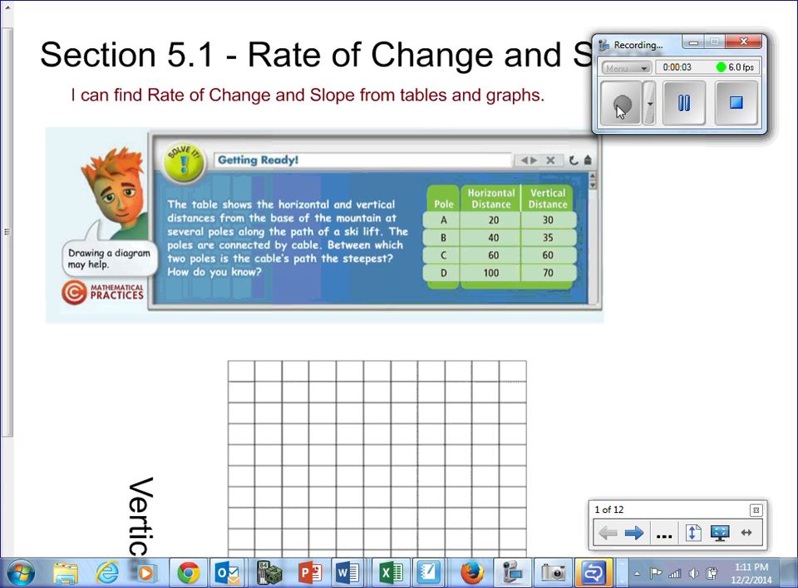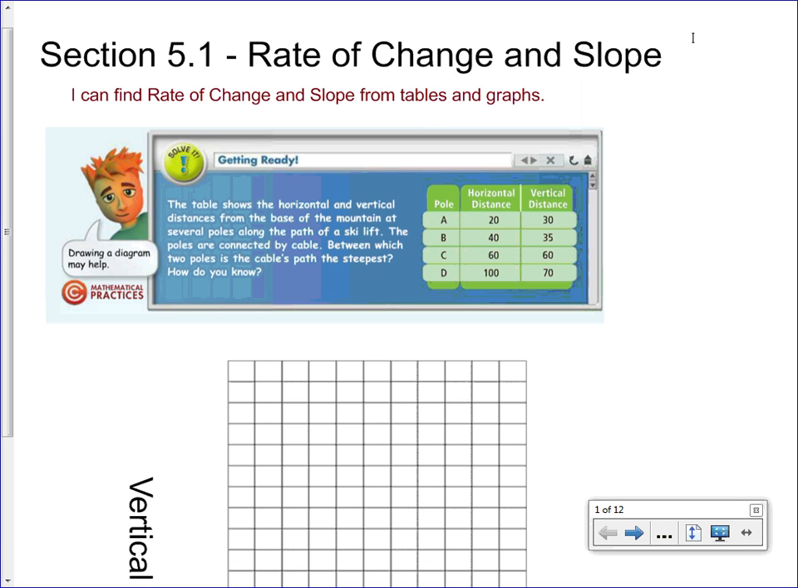So today we're working with section 5.1, which is rate of change and slope. Hopefully we've heard some things about rate of change and slope in previous classes, but here we go with this. So hope by the end of the section you can say I can find rate of change and slope from tables and graphs.